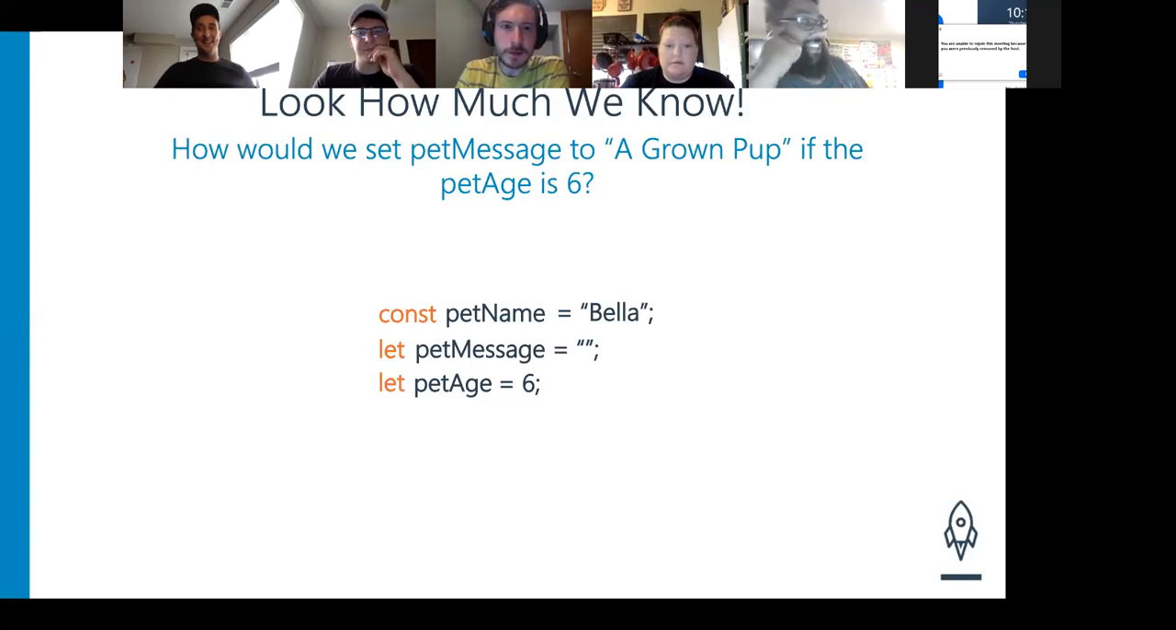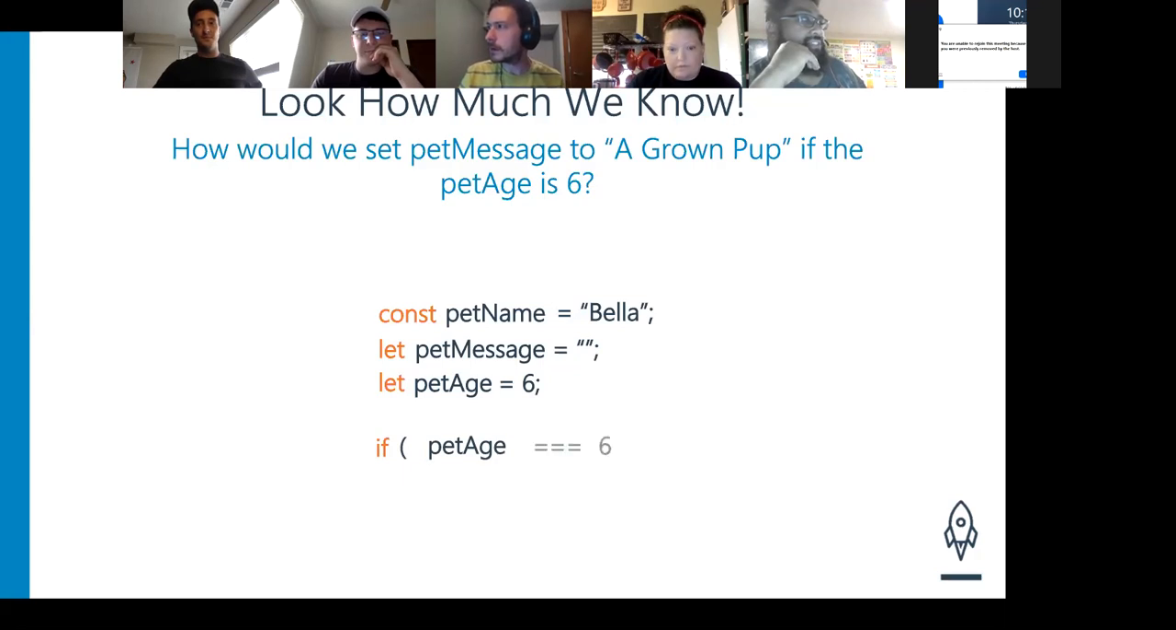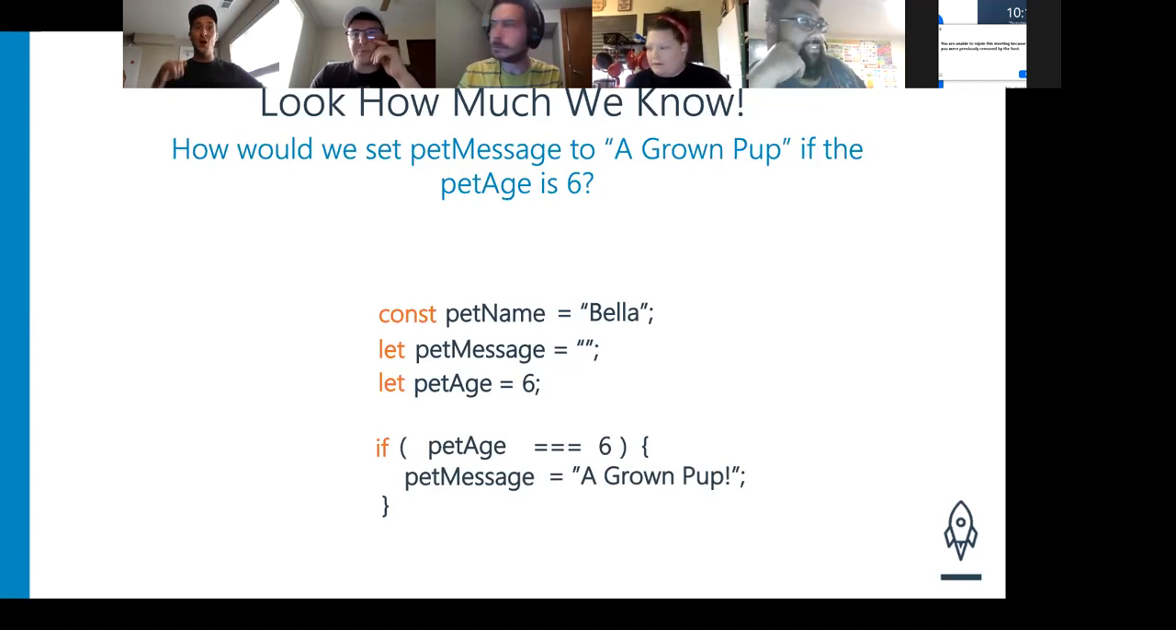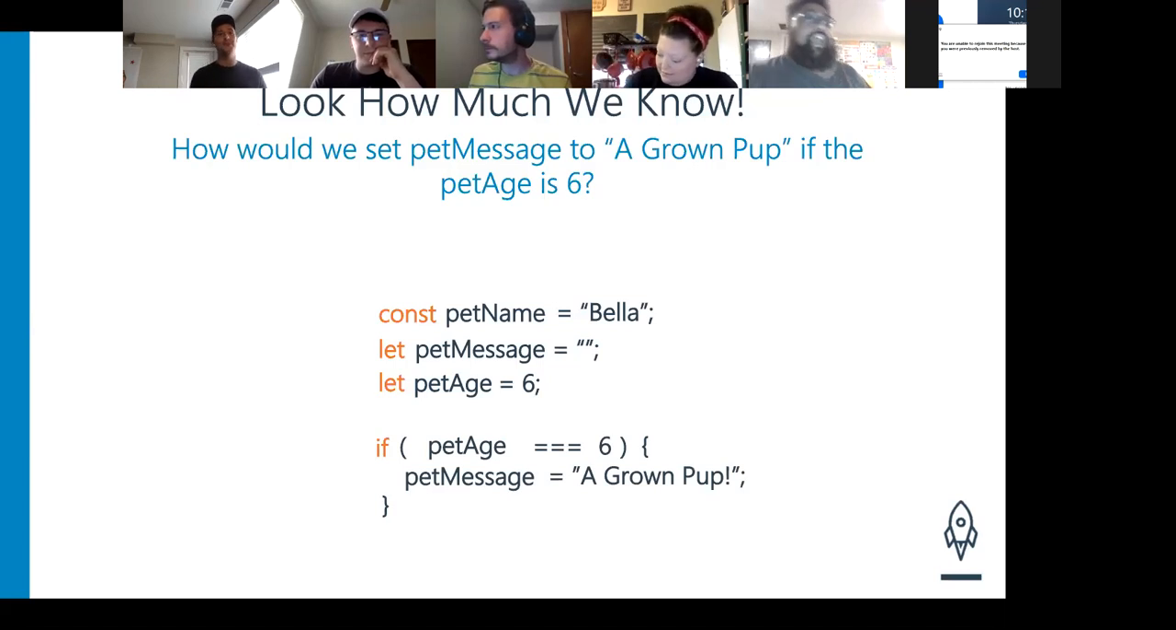So what I would do, petAge is 6. So what do we start with? If, very good. Parentheses, petAge, triple equals 6. Very good. And parentheses, there you go. Curly brackets. And always our curly right brackets. Right on, Jason. Exactly. Very good. Which I know is right on the tip of your tongue. Don't forget those curly brackets. That is extremely important.